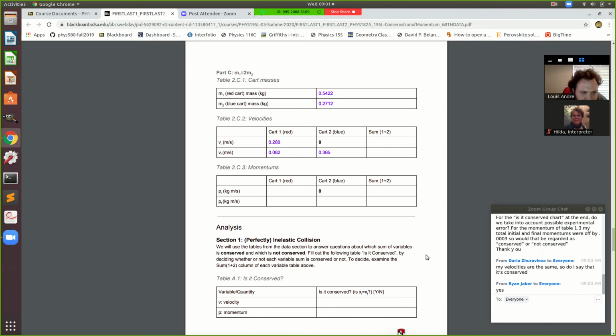My velocities are the same. So do I say it's conserved? You mean the sum? If you mean the sum of your velocities are the same, like these boxes here are the same, then yes, you would say they're conserved. Velocity conservation is not something that's a thing. No.